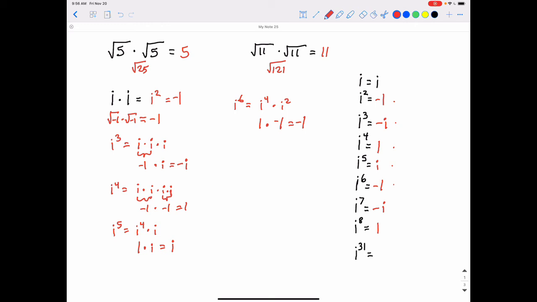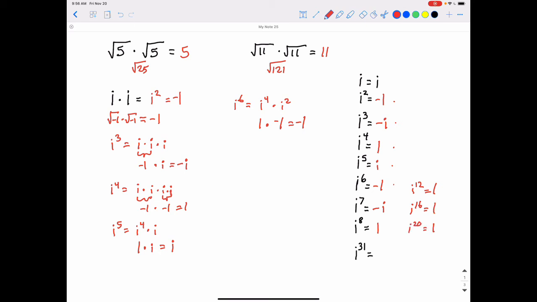So that means i to the 12th, that's a multiple of 4, a factor of 4 of i should say, is equal to 1. i to the 16th would also equal 1. i to the 20th is 1, and so on.